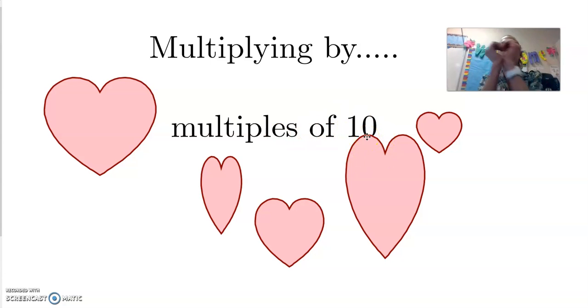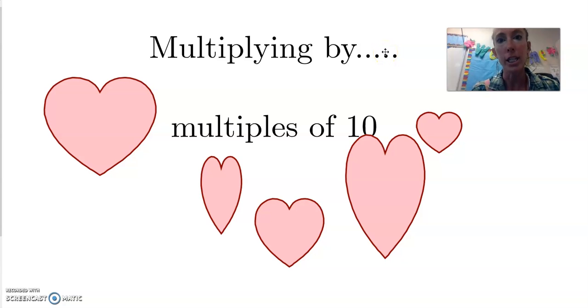Oh my gosh, multiples of 10. If you don't love them yet, you should love them. And if you're like, I don't, well, change your attitude because multiples of 10 are lovely and we're going to see why. So what are some multiples of 10?